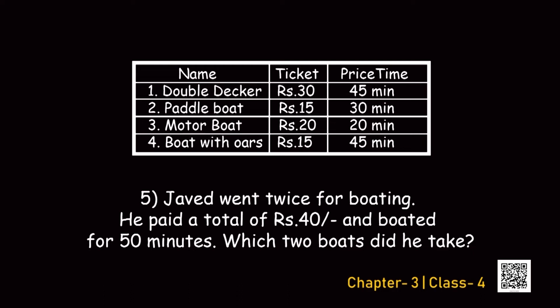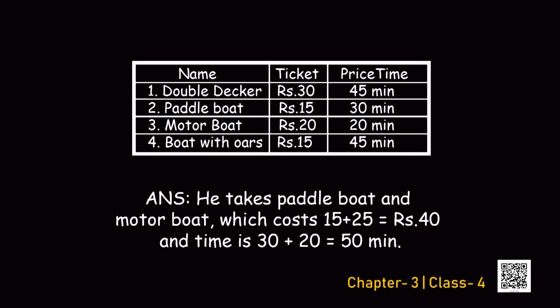Next question, Javed went twice for boating. He paid a total of rupees 40 and boated for 50 minutes. Which 2 boats did he take? By observing the list, easily we can check that he takes pedal boat and motor boat, which costs 15 plus 25, that is rupees 40, and time is 30 plus 20 is equal to 50 minutes. Therefore, these are the 2 boats, pedal boat and motor boat he has taken.